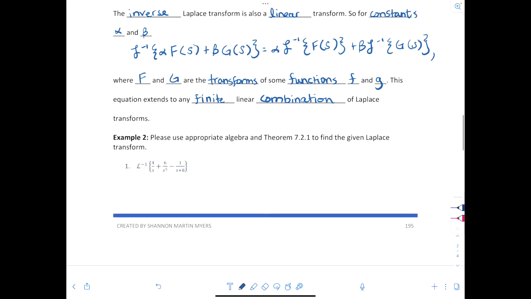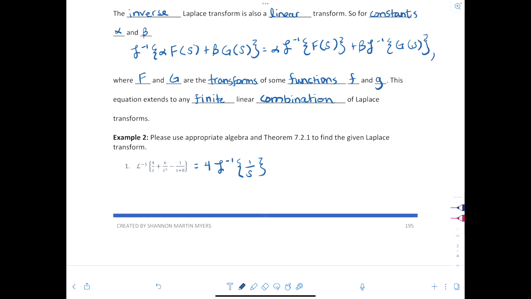All right, so now example 2, we want to use algebra and that groovy theorem to find the inverse Laplace transform. So here we go. This would be equivalent to, using linearity and recognizing that I need a 1 over s, I'm going to factor out a 4, and then we're going to have the inverse Laplace transform of 1 over s.